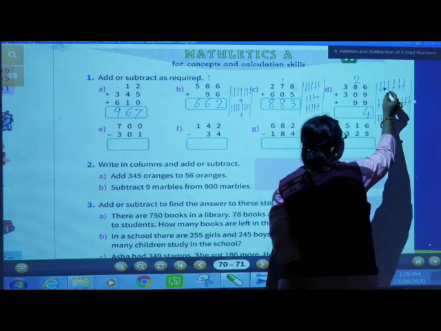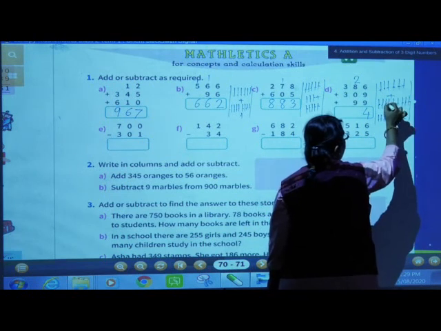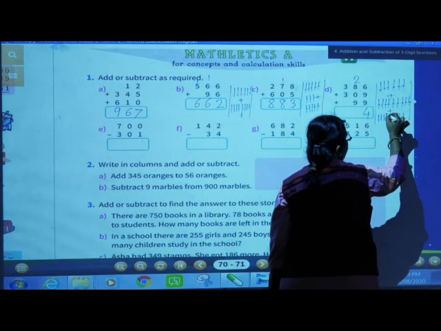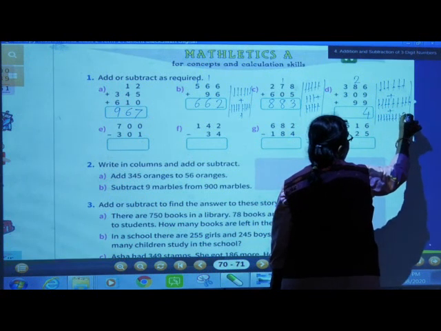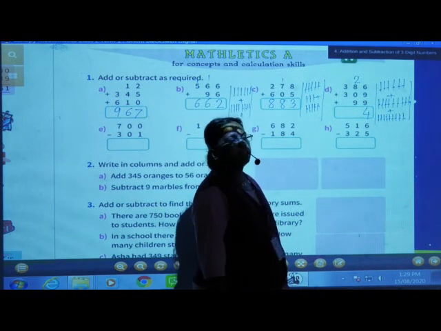Again, one more time we will count. 1, 2, 3, 4, 5, 6, 7, 8, 9, 10 up to 24. 24. Now 8 plus 9.